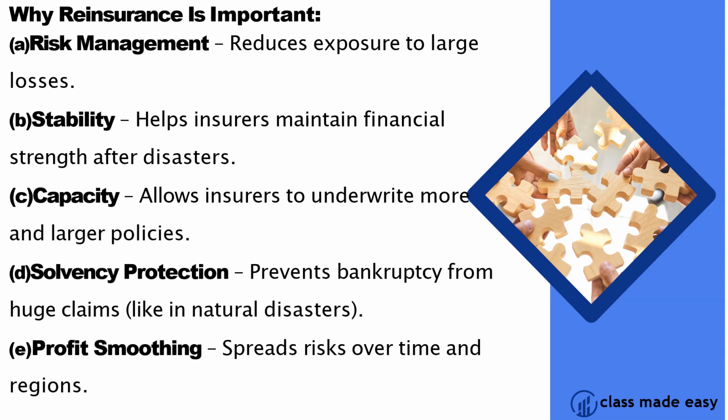So why do we do reinsurance? Number 1, it is an act of managing the risk. It reduces risk exposure to large losses. Also, we do reinsurance because we expect stability. It is going to help insurers maintain financial strength after disasters. Another reason is capacity, and that simply means it allows insurers to underwrite more and larger policies.